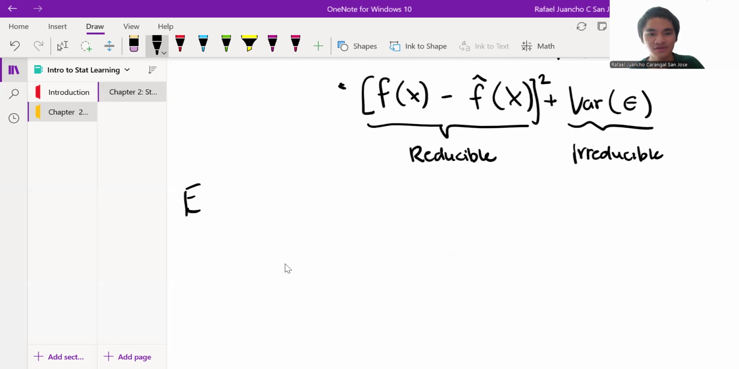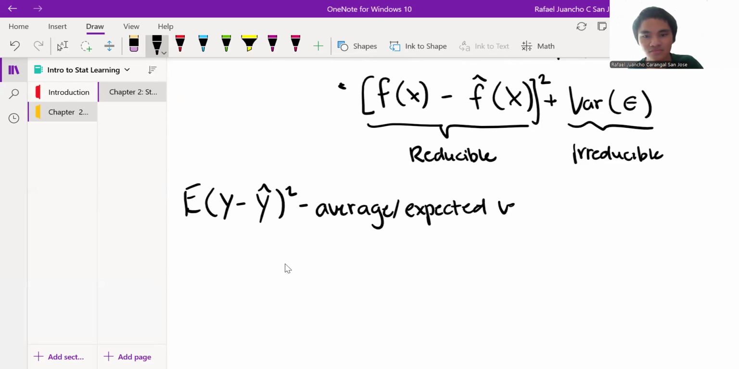Okay, so let's go into the steps here. So this thing actually is the average or expected value of the squared difference between the predicted and actual value of y. Even if I switch these, it should still be the same value.